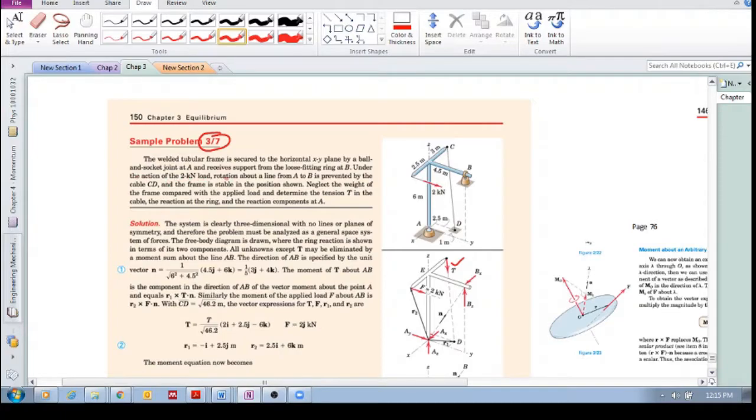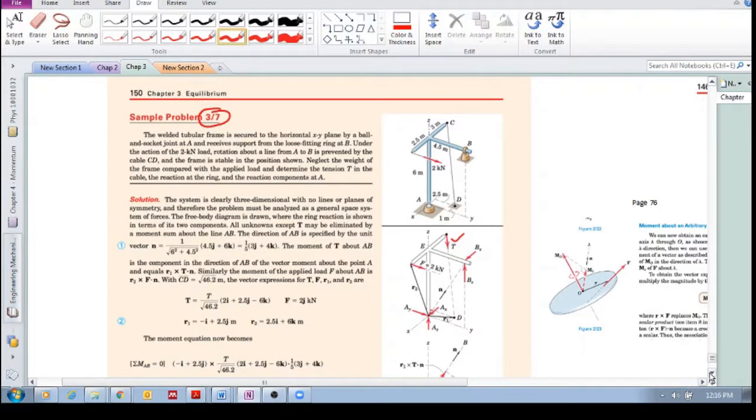Under the action of the 2 kilonewton load, rotation about a line from A to B is prevented by the cable CD, and the frame is stable in the position shown. Neglect the weight of the frame compared with the applied load and determine the tension T in the cable, the reaction at the ring B, and the reaction components at A.